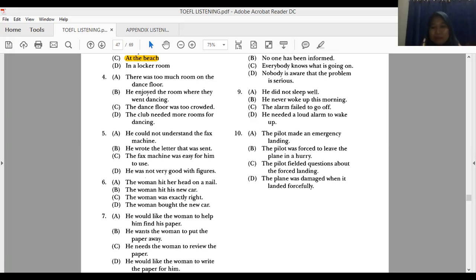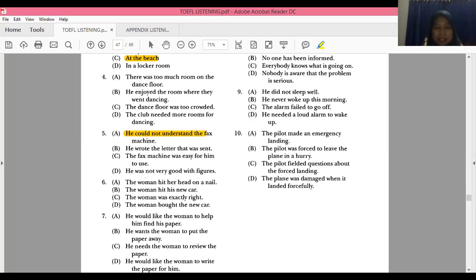Oh, number 5. Tadi oleh Miss Meta dengan number 5 ya. Emphatic expression of surprise. Then you did figure out how to use fax machine and the meaning we find the opposite. Oh, jadi kamu tahu caranya. What does the woman assume? He couldn't understand the fax machine.